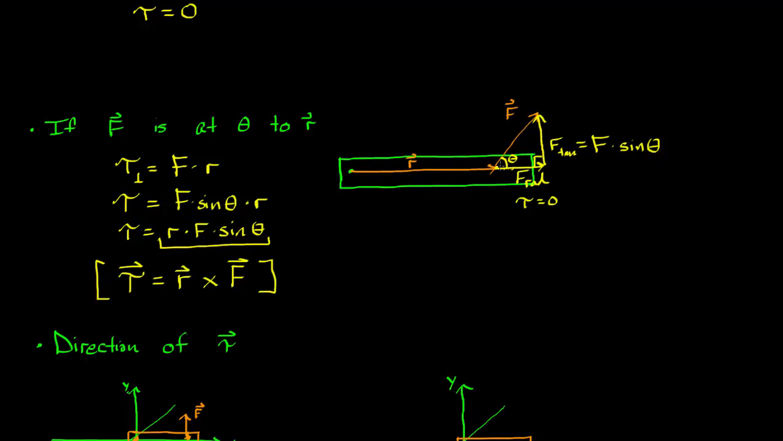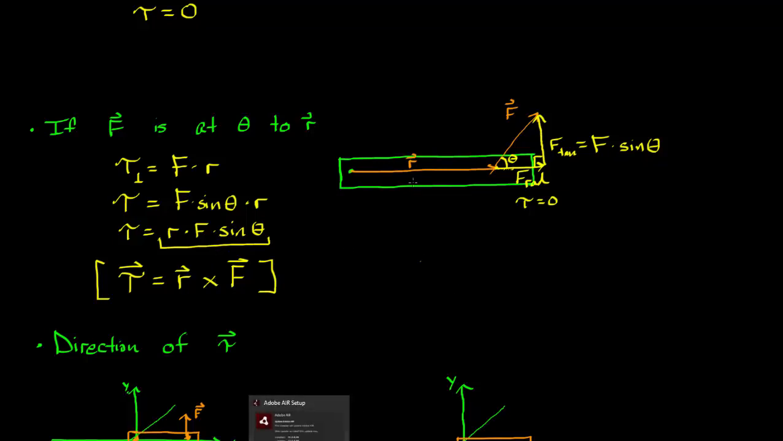And then if we're at 90 degrees, so it's perpendicular, sine 90 is 1. So we just get radius, the distance times the force. And so this is our general equation for torque. And this is the definition for the cross product.